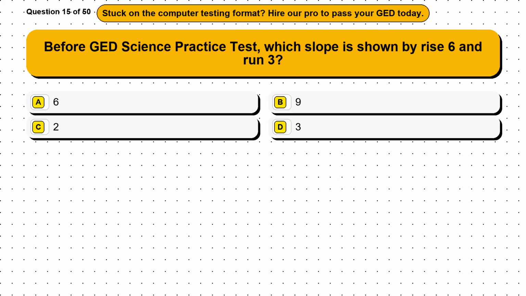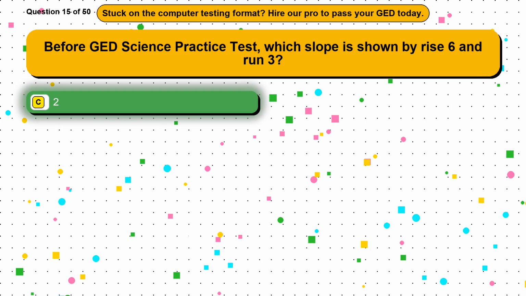Question 15. Before GED Science Practice Test, which slope is shown by rise 6 and run 3? Option A, 6. Option B, 9. Option C, 2. Option D, 3. The correct answer is option C.